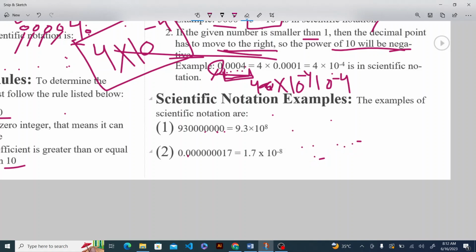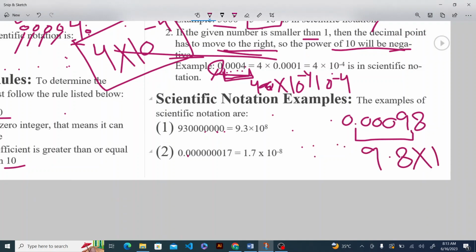Okay, let me give you one more example to make it clear, as there has been a confusion here. Like 0.00098. Okay, so what we are going to do, we are going to shift this point here, 9.8, and it will multiply 10 raised to power minus what? See, before the decimal point, how many digits are there? 1 2 3 4. This will not be counted. So there are 4 digits, so 10 raised to minus 4. 9.8 into 10 raised to power minus 4 will be the answer for this question.